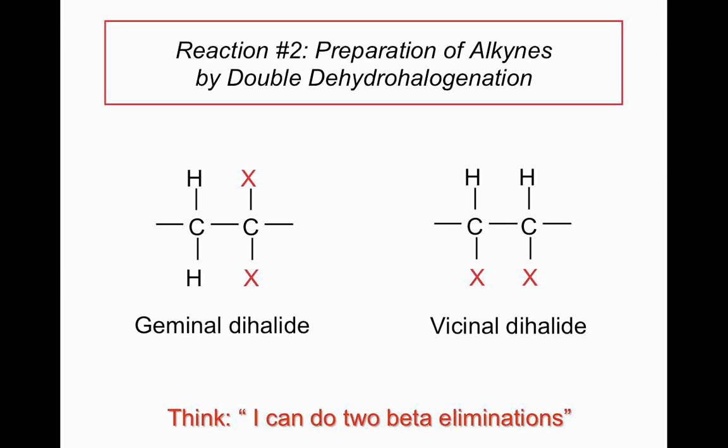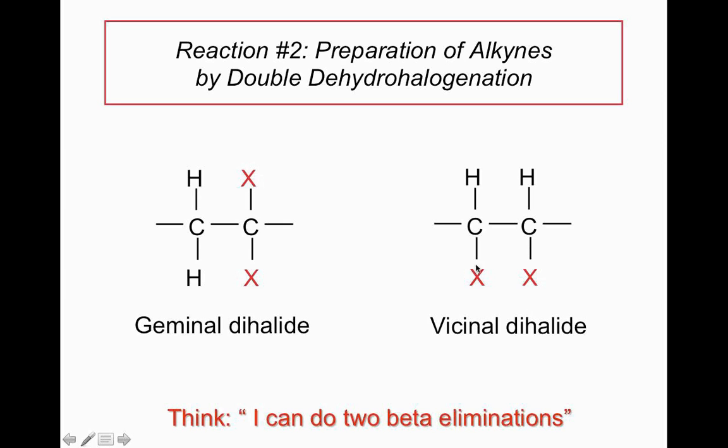A double dehydrohalogenation involves eliminating two beta hydrogens and two halide leaving groups to create two pi bonds, which are necessary to form the triple bond in an alkyne. One way to think about this is if we consider either geminal dihalides or vicinal dihalides, geminal dihalides being dihalides that are shared on one carbon. They're called geminal because they're considered to be twins, like Gemini. They're both contained on the same alpha carbon.